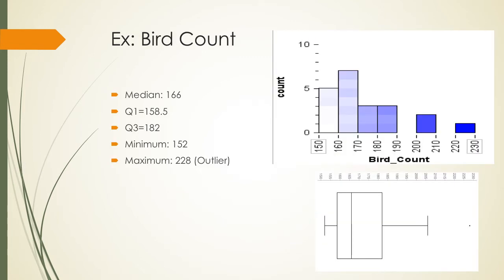Here, I've created a box plot for the bird count data. As we previously determined, the median for the data is 166, which is shown in the middle of the box. Q1 at 158 is the left edge of the box. And Q3 at 182 is the right edge of the box. The minimum value is 152. The maximum value is 228, but this is marked as an outlier. The next largest value is 206.